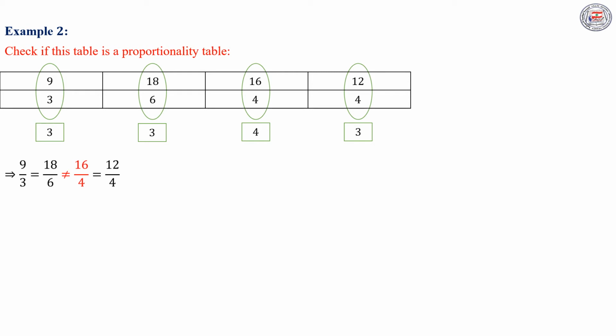Since 9 over 3 is equal to 18 over 6 and equal to 12 over 4, but they are not equal to 16 over 4, we don't have a common ratio. Therefore, this table is not a proportionality table.